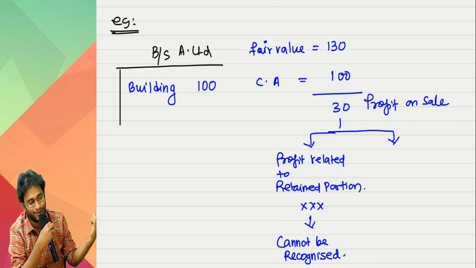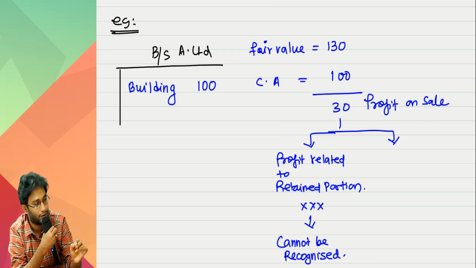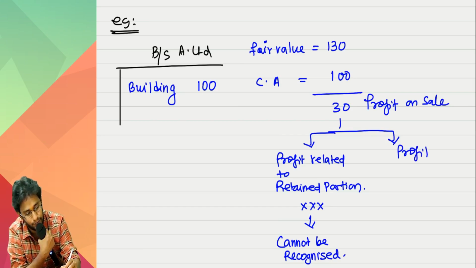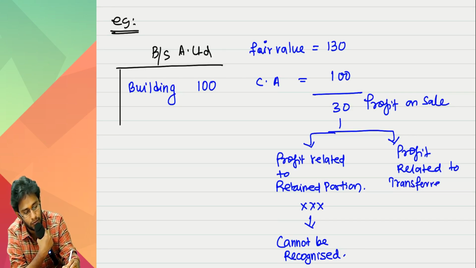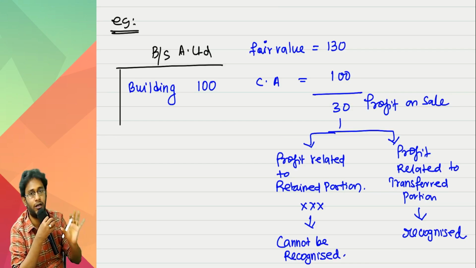Anyway, profit related to the retained portion, this you cannot recognize, but the profit which is related to the transferred portion, this can be recognized. So in the treatment of the 30 rupees, the entire key is there, sir.